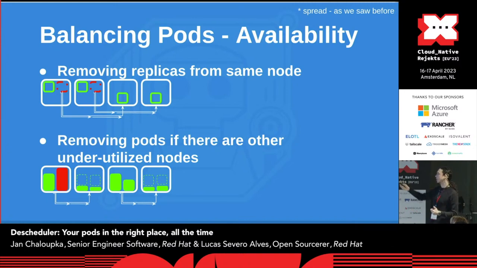Removing pods that are in your cluster, and then you notice that you have underutilized nodes. So Descheduler will notice that and evict pods from heavily utilized nodes, and those are moved because kube-scheduler will place them in nodes that are underutilized.